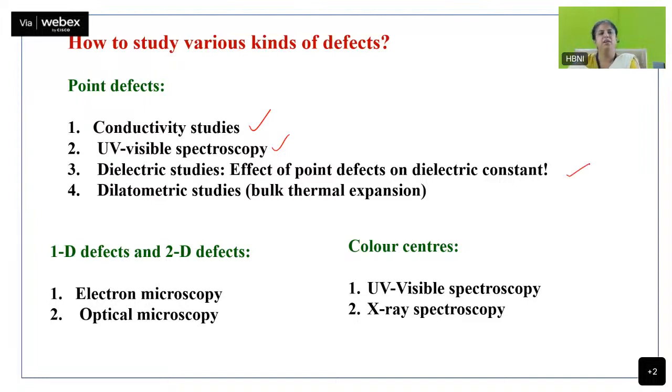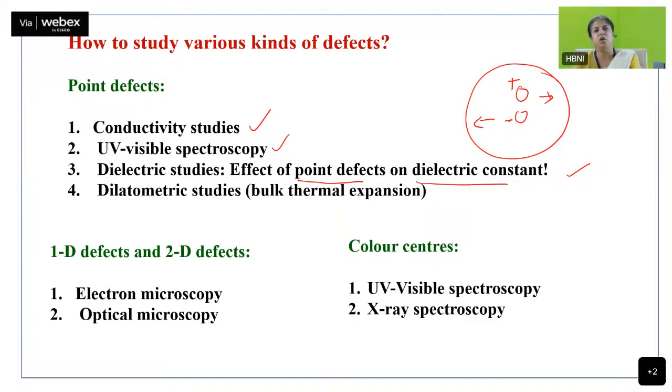Dielectric study. In very layman's language, what is a dielectric constant? How does a dielectric constant happen? It is because of movement of the positive and negative centers of the crystal with respect to each other. That creates the dielectric constant. But if you have a lot of point defects, then this will affect the number of positive and negative ions, and it will manifest in your dielectric constant.